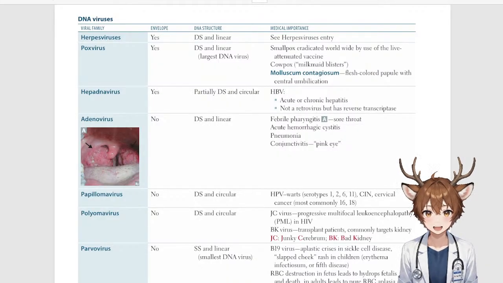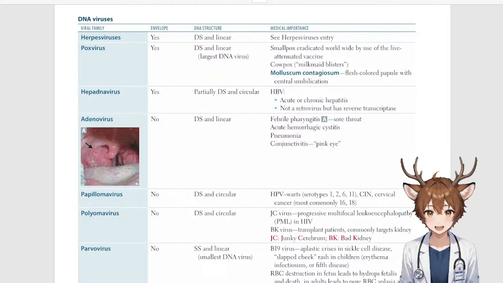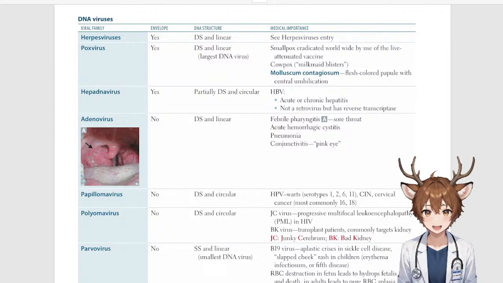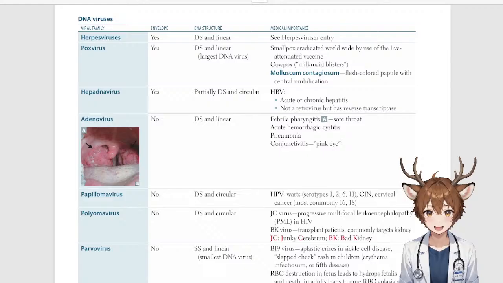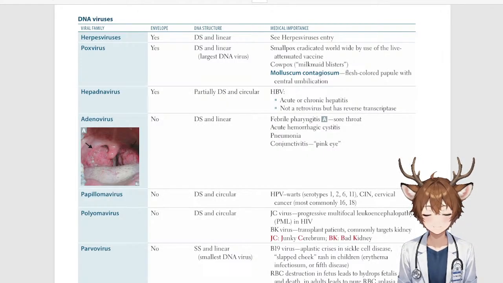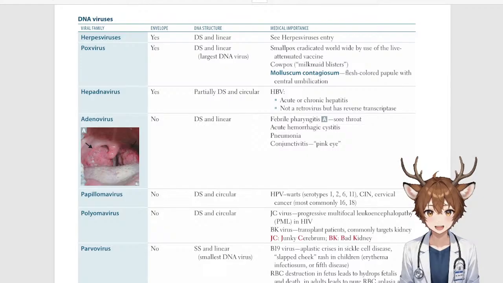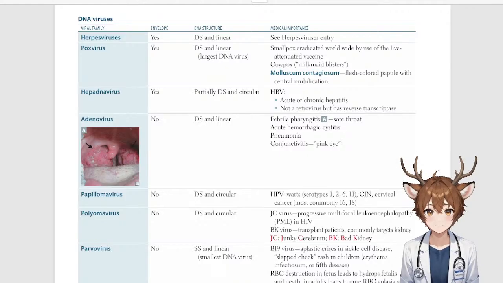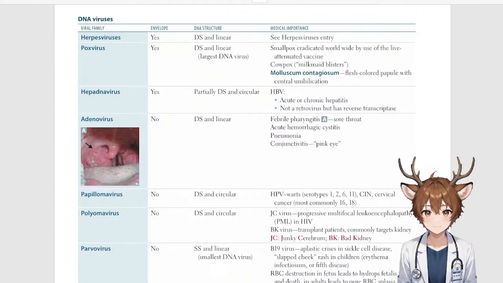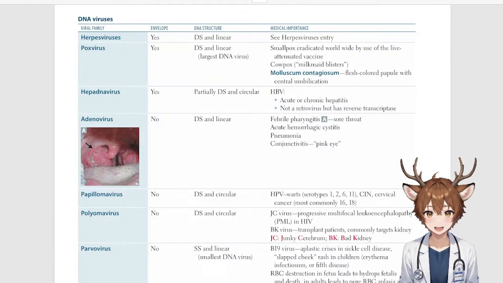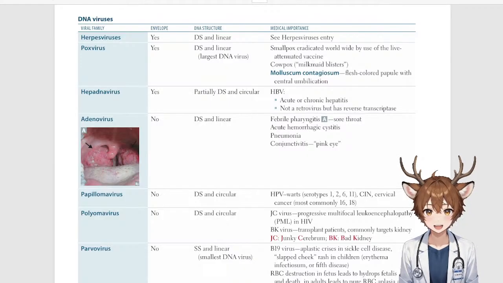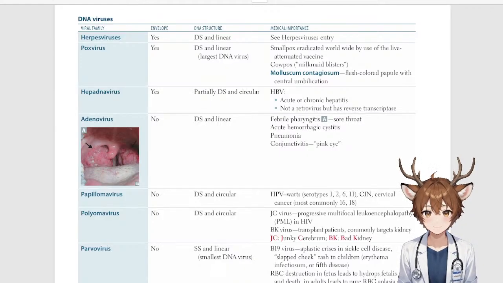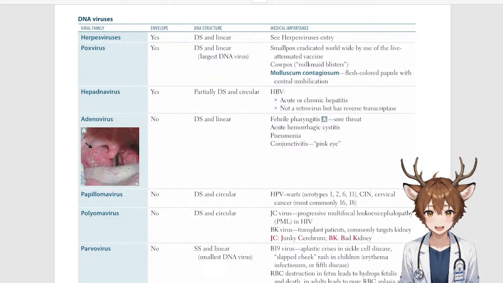What about DNA viruses? DNA viruses are all icosahedral and replicate in the nucleus, except pox virus. Pox is out of the box nucleus. Viral family, envelope, DNA structure, medical importance. So herpes virus is enveloped. It has a double-stranded, linear DNA structure. Its medical importance is you should see herpes virus entry.